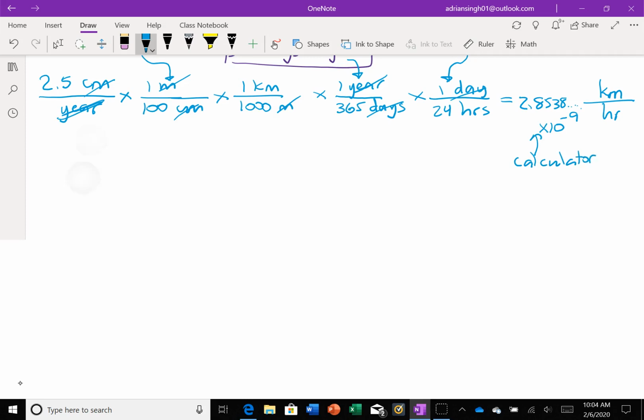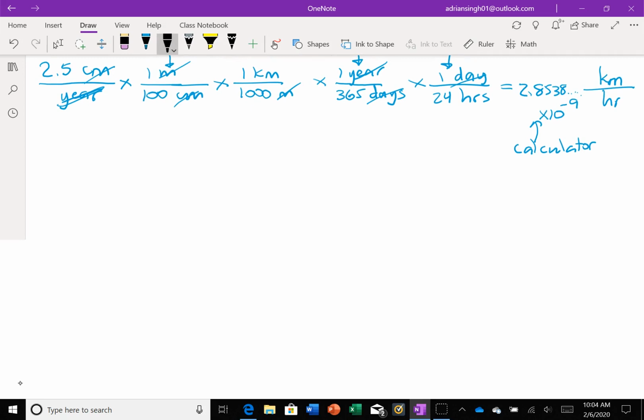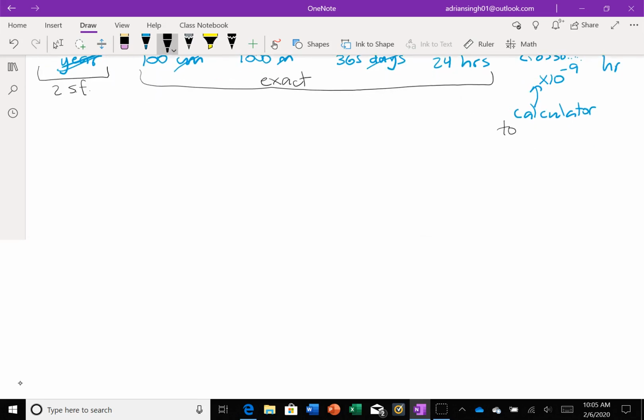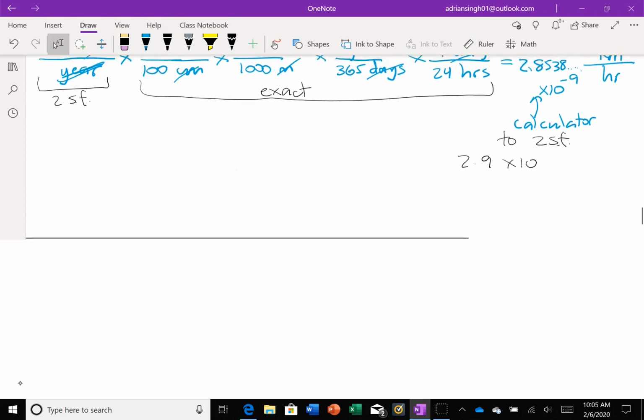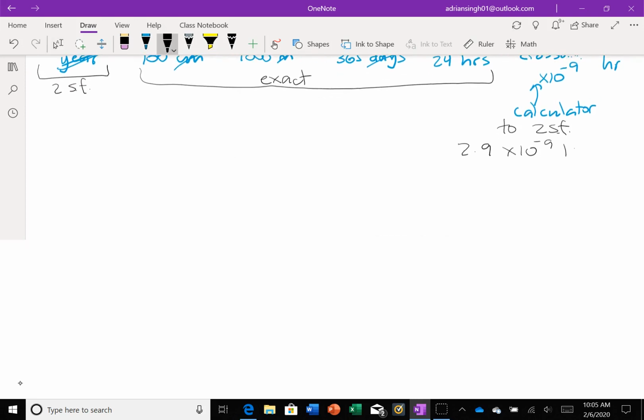We need to round that to the correct number of sig figs. So let's see what we have. Our rate here has 2 sig figs that we started with, and then all of these other conversions, we can think of as exact relationships. Our metric ones are always exact, and we're going to assume here that our time conversions are exact as well. So we need to round our final answer to 2 sig figs. That'll give us 2.9 times 10 to the negative 9 kilometers per hour.